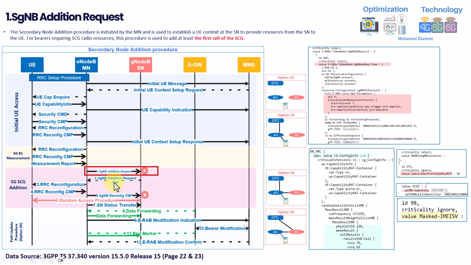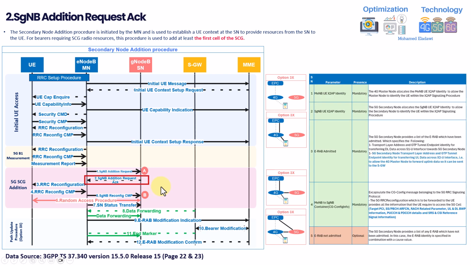So now let's check the next message. This is very important information because if you understand it very well, whenever you have a problem, it will be easy for you to investigate. So now moving to SgNB addition request acknowledgement, you can see in this particular message also there is mandatory information. The most important part, this is just the ID for the X2 AP to differentiate between the users.